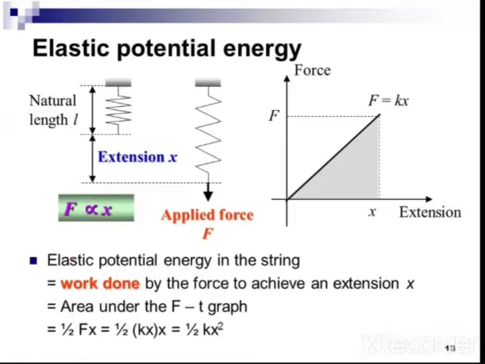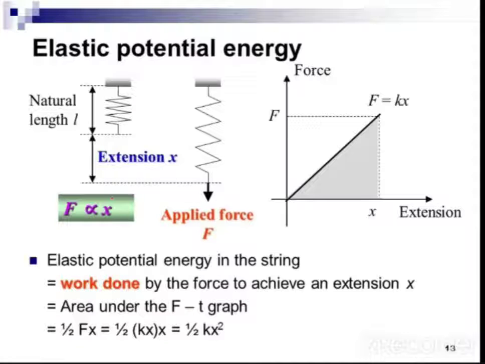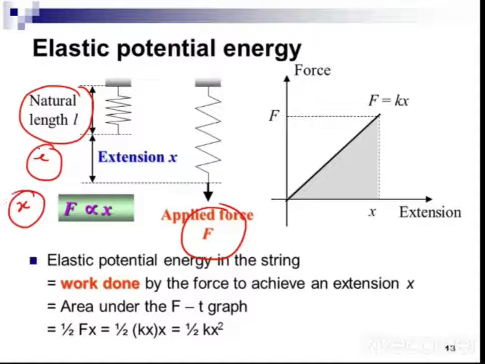Now let us understand. F is nothing but the applied force, right? Whenever you apply a force, there will be an extension x inside the spring, which is nothing but a displacement. So F is directly proportional to the displacement. Let us say L is the natural length, the original length. After applying the force, you get an extension of x. So the total length is L plus x.